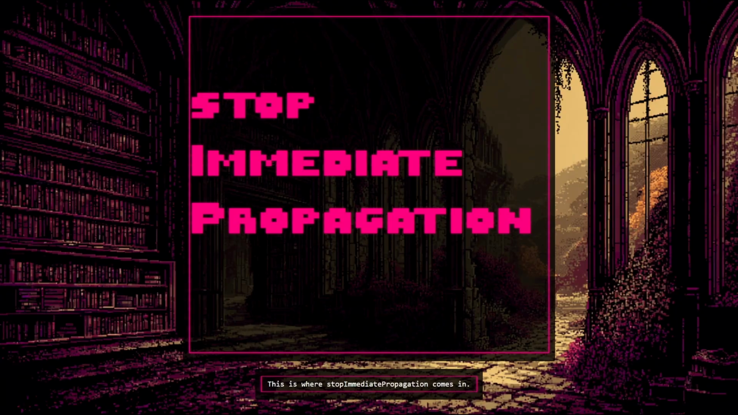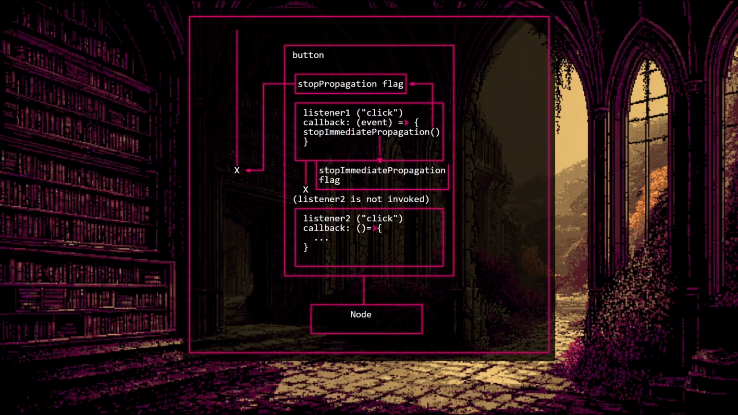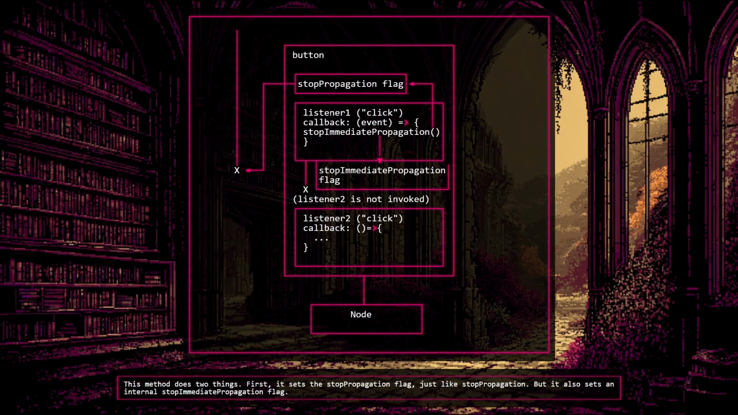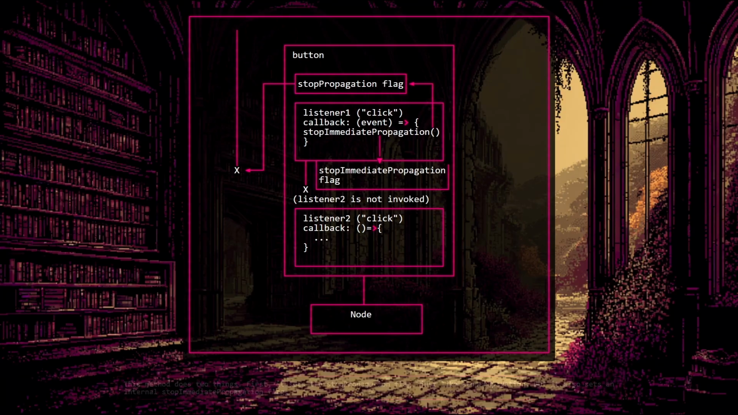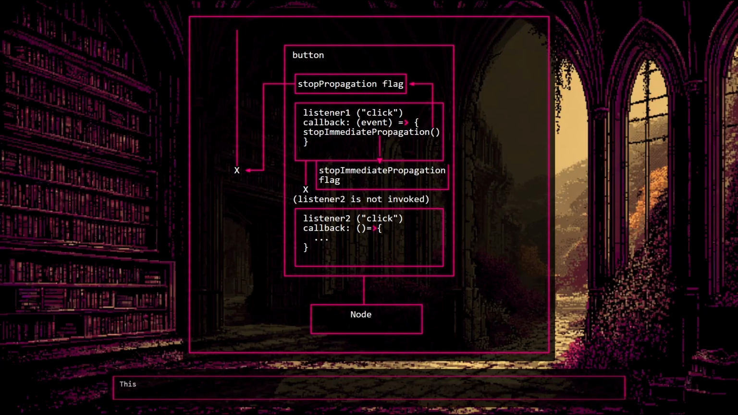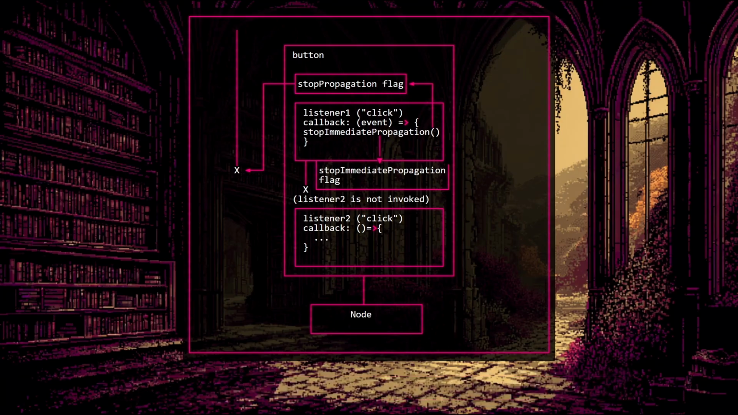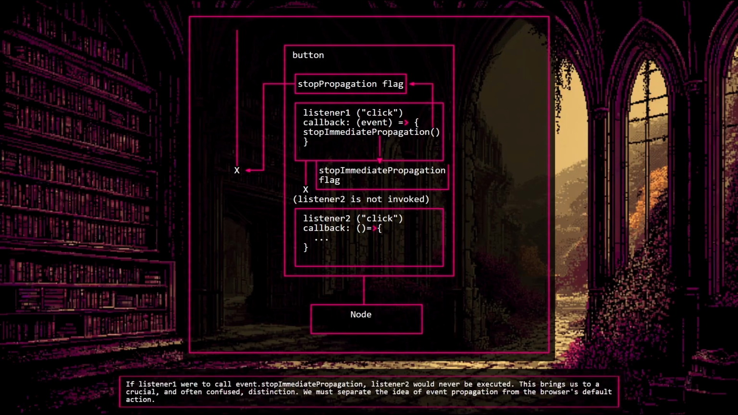This is where stopImmediatePropagation comes in. This method does two things. First, it sets the stopPropagation flag, just like stopPropagation, but it also sets an internal stopImmediatePropagation flag. This second flag instructs the browser to not invoke any further listeners registered on the same event target for the current event. If listener1 were to call event.stopImmediatePropagation, listener2 would never be executed.